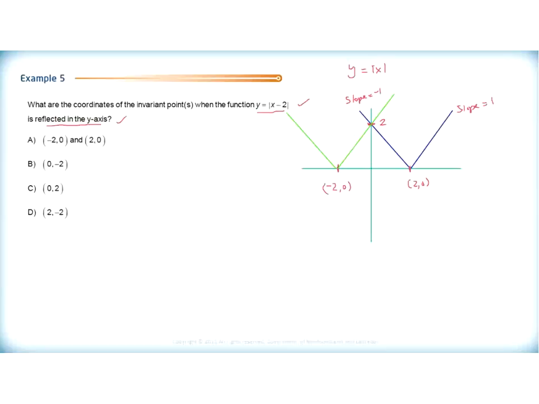There's a reflected graph in the y-axis. The question is, what are the coordinates of the invariant points? There's only one invariant point, and it is located at (0, 2). Correct answer is C.